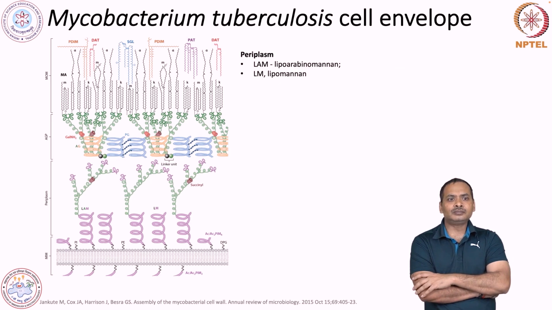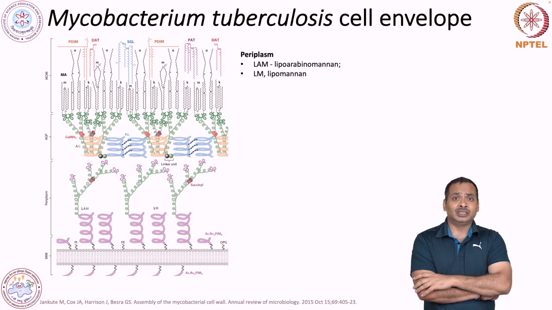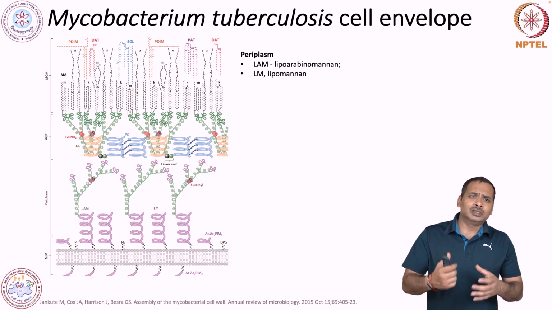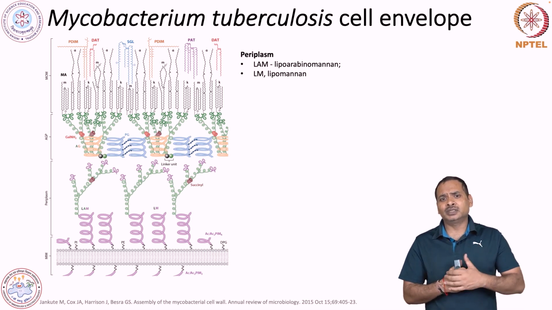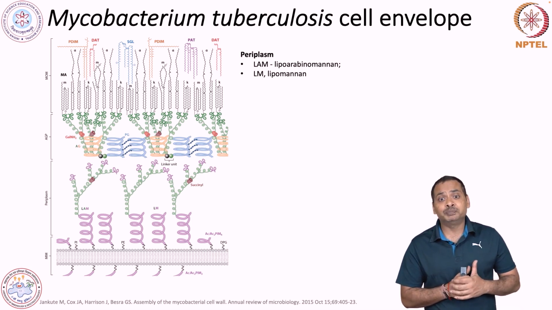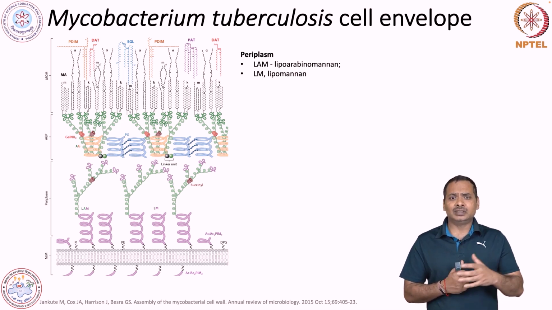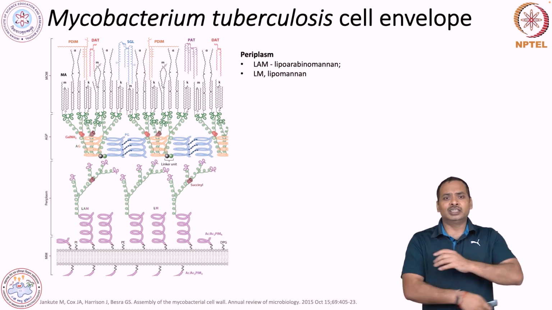Below this AGP, there is a periplasm, and this periplasm again contains complex lipid-sugar molecules. Here you can see LAM, lipoarabinomannan, and LM, lipomannan. Again, these are derivatives of sugar and lipid.